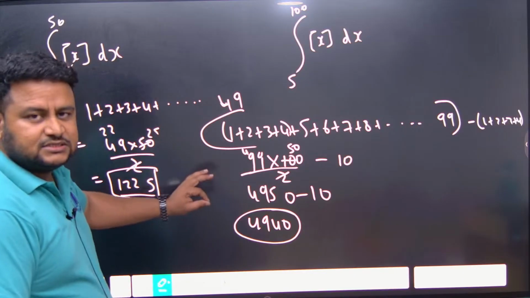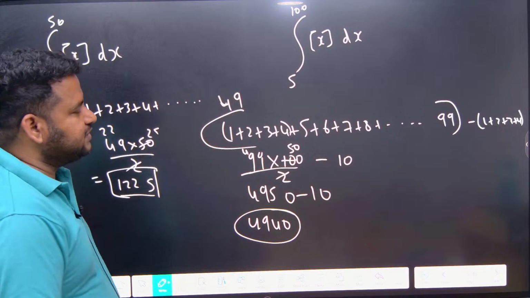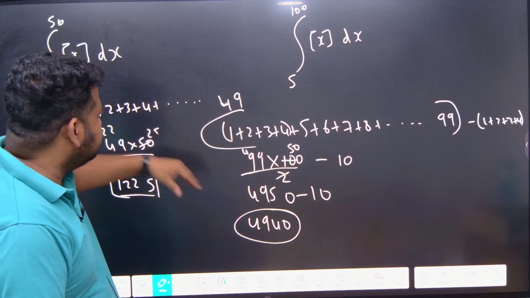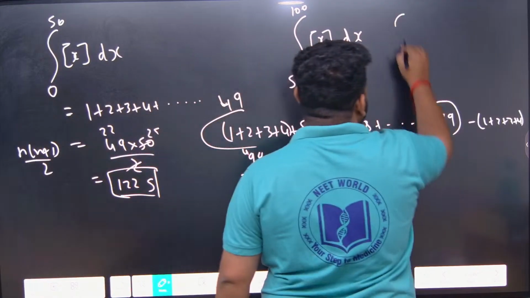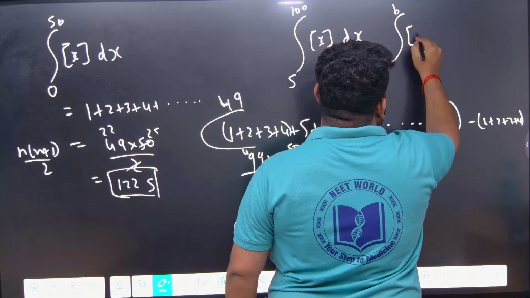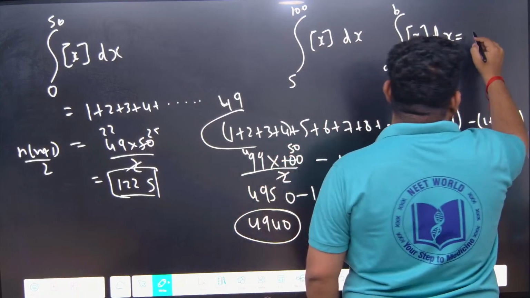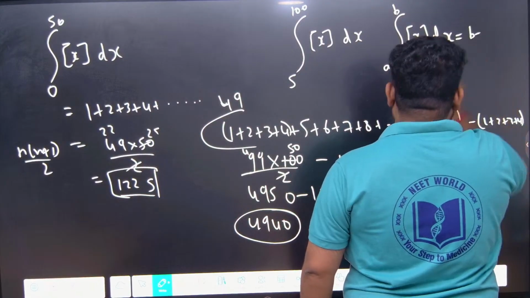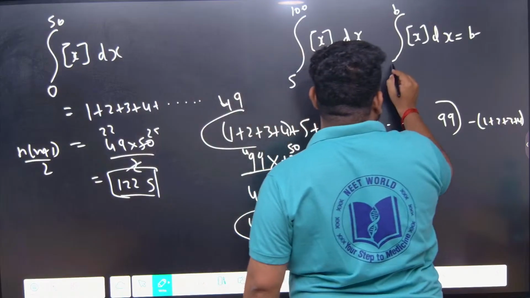So in this way, using this simple shortcut method, you can find the definite integral of the step function. You should use the shortcut. Suppose we are given a to b step x dx, or if it is given 0 to a, let us take it as 0 to n.